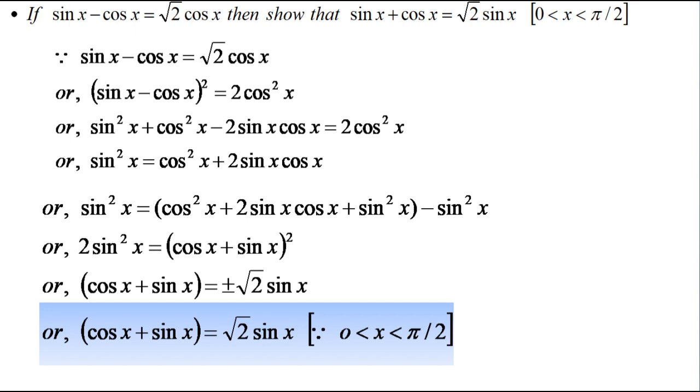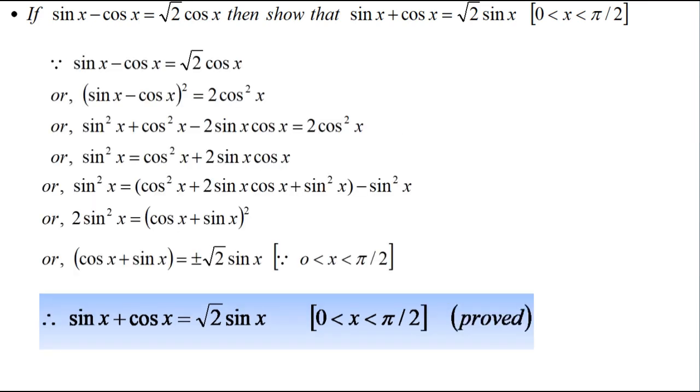because cos x plus sin x is positive but minus root 2 sin x is negative. Then when x is greater than 0 and less than pi by 2, then cos x plus sin x equals to plus root 2 sin x. So cos x plus sin x equals to root 2 sin x when x is greater than 0 and less than pi by 2. Hence proved.